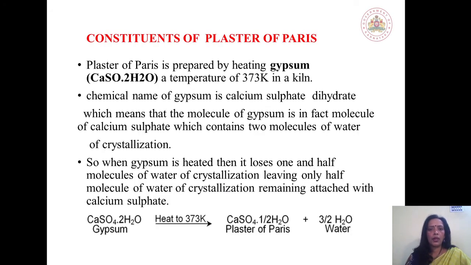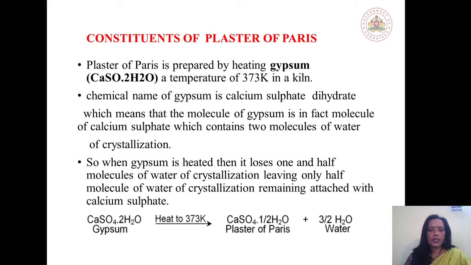The constituents of plaster of Paris. The plaster of Paris is prepared by heating gypsum, that is CaSO4.2H2O, at a temperature of 373 Kelvin in a kiln. The chemical name of gypsum is calcium sulfate dihydrate, which means the molecule of gypsum is in fact a molecule of calcium sulfate, which contains two molecules of water of crystallization. So it is CaSO4.2H2O.